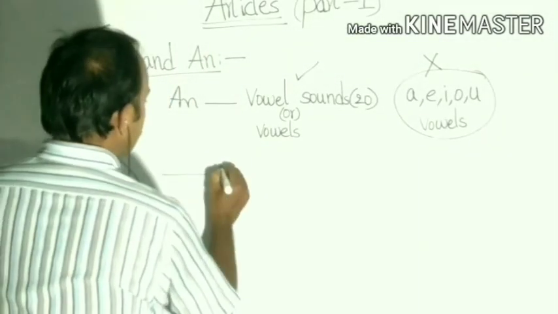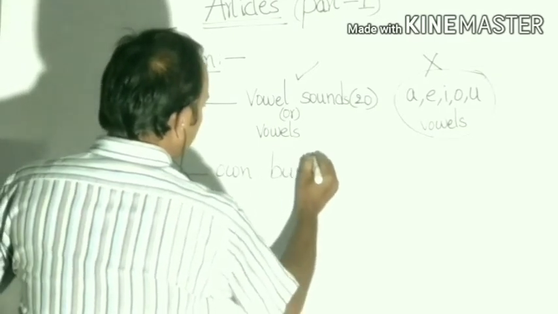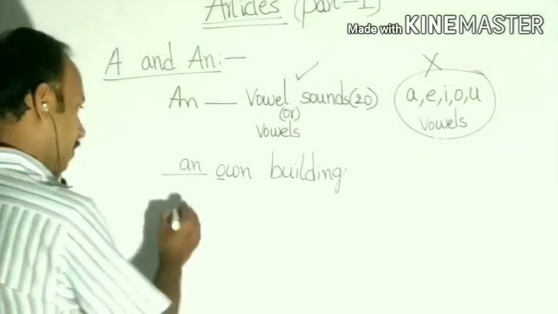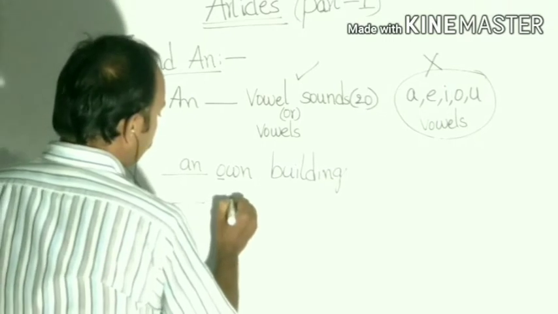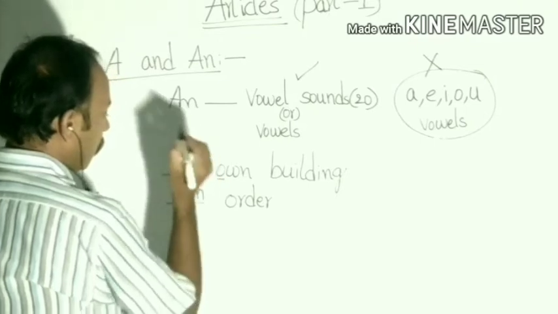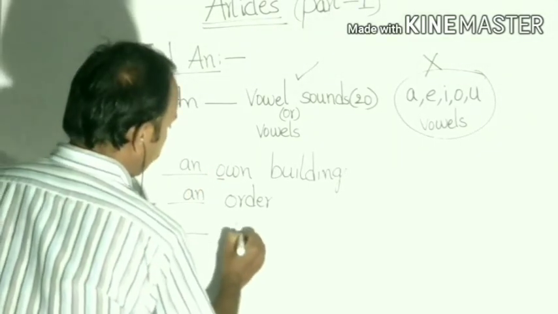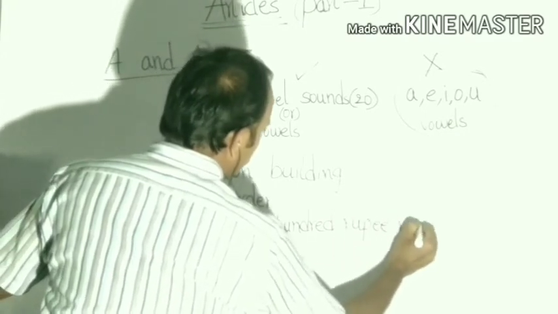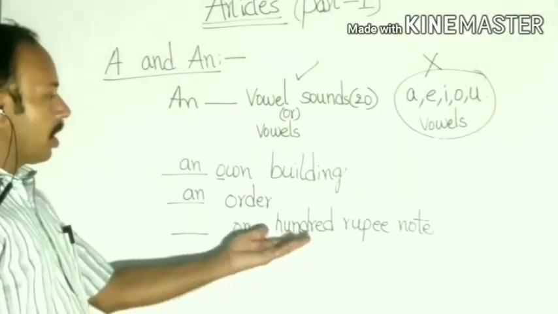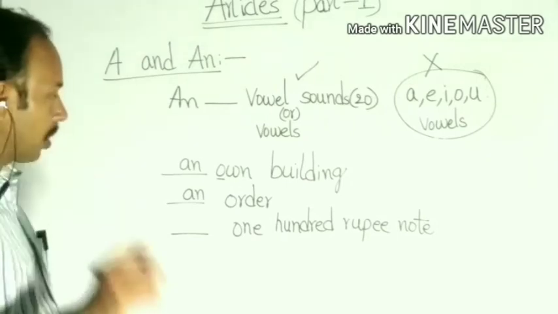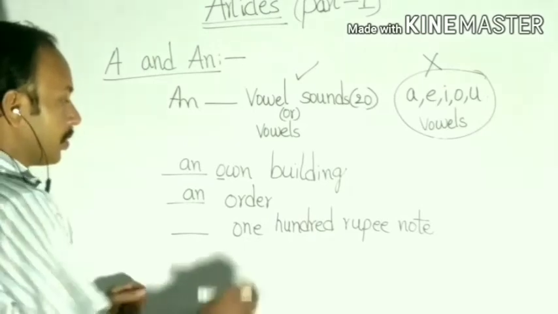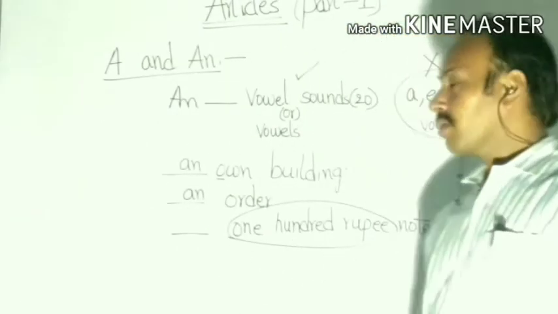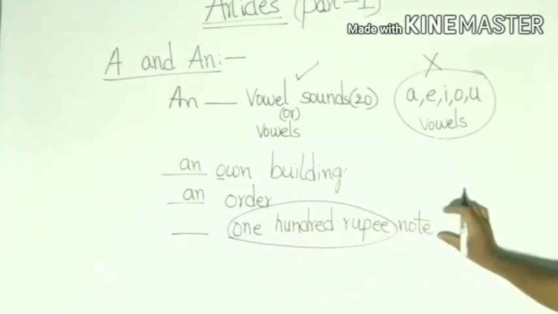Next examples. Dash own building. An own building, short sound of O. An own building. Next one. Example. Order. An order. Dash 100 rupee note. Look at this example carefully. A 100 rupee note. How many notes are there? One. This one is not related to this note. This one is related to this 100. 100 rupee. So how many rupees are represented by that note? 100 rupees. So this one is not connected to this note.